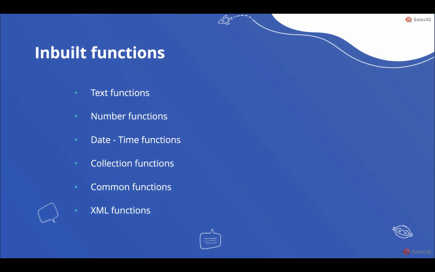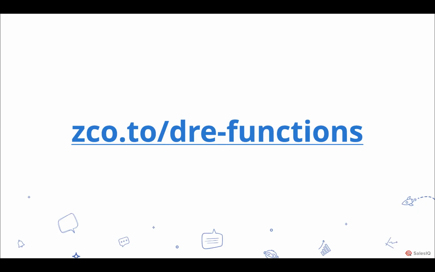And then you have inbuilt functions. So you have 6 categories of inbuilt functions in Deluge. You have text, number, date, time, collection, common functions, and XML functions. So these are extremely effective inside the platform. You can make note of this URL and you can find all of the 6 different categories of inbuilt functions here. All right, you can also try them out right there.